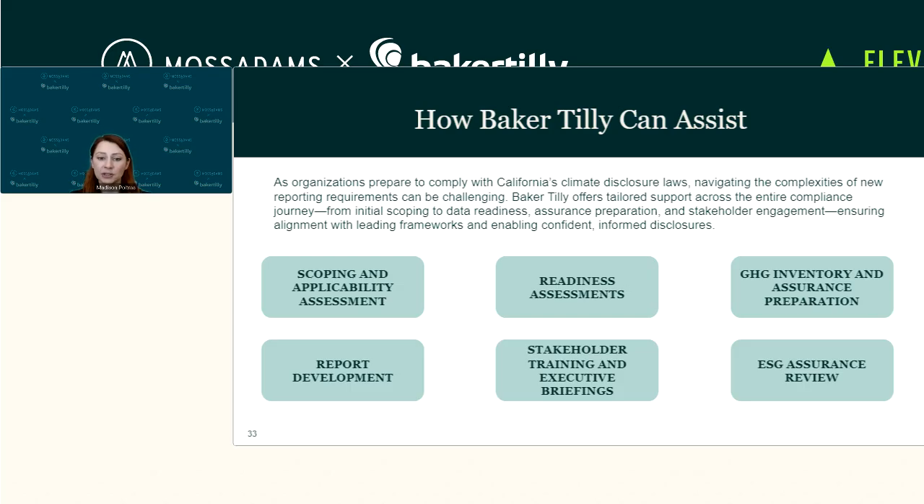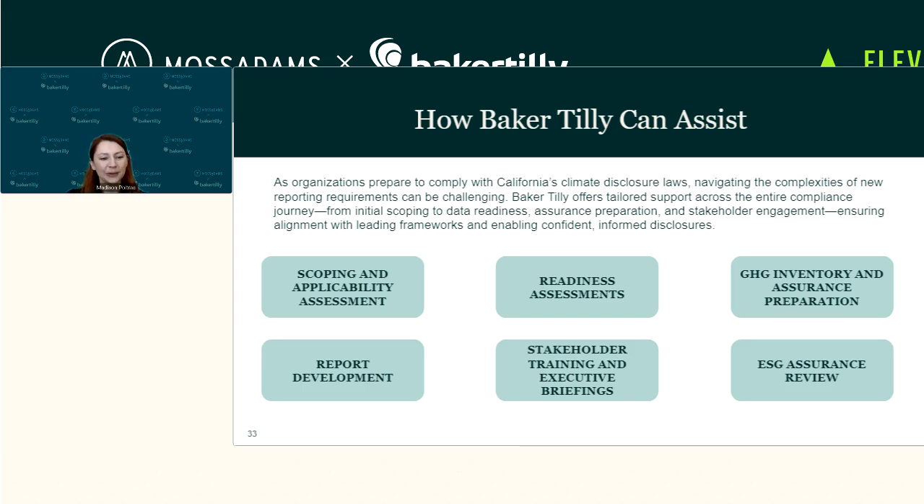Additionally, from an advisory perspective, we can help navigate frameworks like the Greenhouse Gas Protocol and the TCFD to develop those final reports by January 1st of 2026. And then we have a great ESG assurance team. They can provide independent third-party reviews of greenhouse gas emissions and general ESG KPIs and support that limited assurance requirement for SB 253 in 2026.